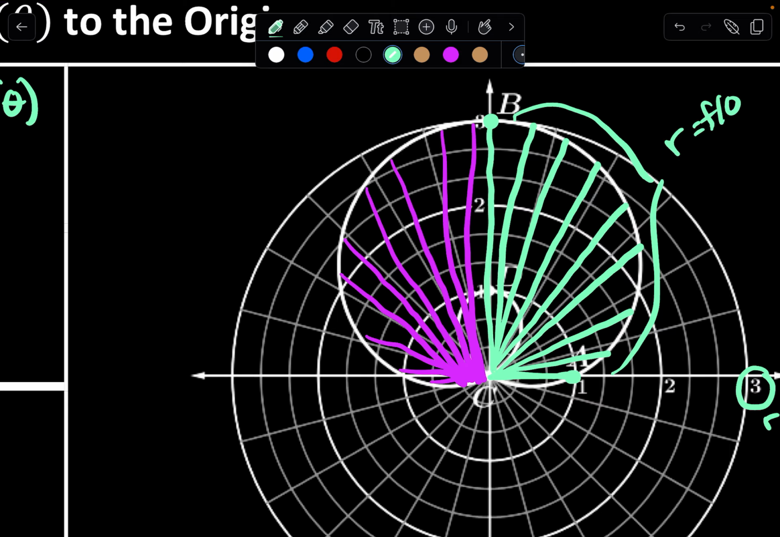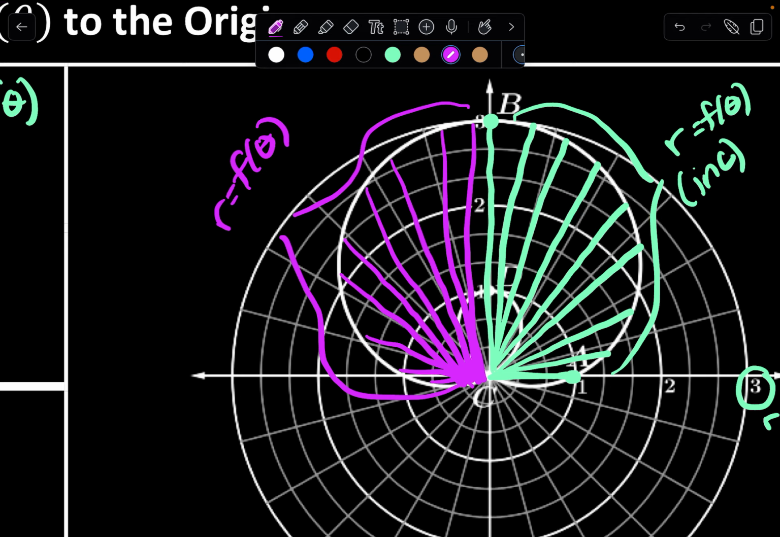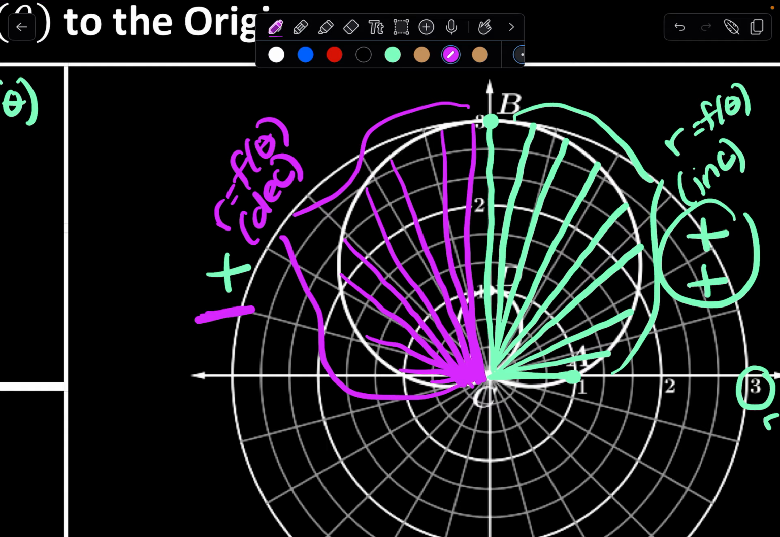So that means on this side, for r equals f of theta, the distance is increasing as it relates to the pole. And then on this side, for r equals f of theta, the distance from the pole is decreasing. So on the right side, it's because the radius itself is positive and the rate of change is positive, which means these two have the same sign. And then on the left side, the radius is positive, but the rate of change is negative. So that means the distance from the pole is decreasing.